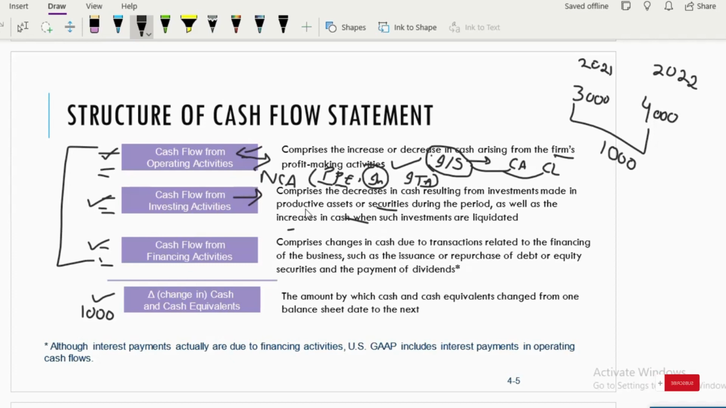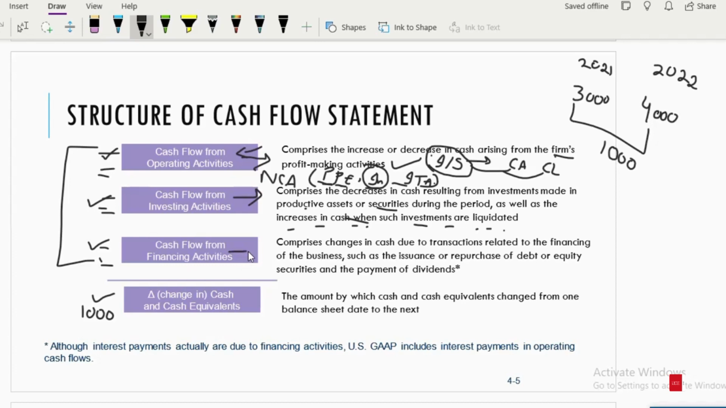So this is the decrease when you invest in these, and when you sell them your cash increases because you get the money by selling the property, plant and equipment, investment and intangible assets. So they say as well as the increase in the cash when such investments are liquidated, when you sell them.